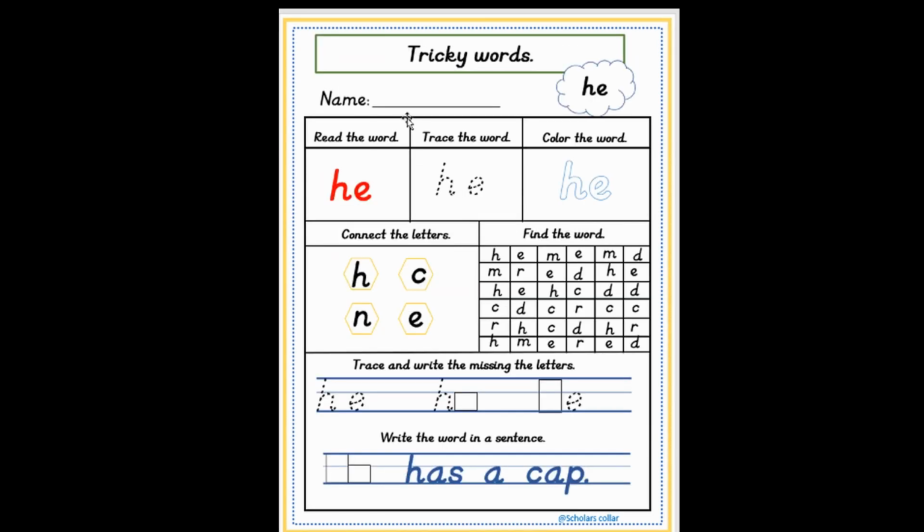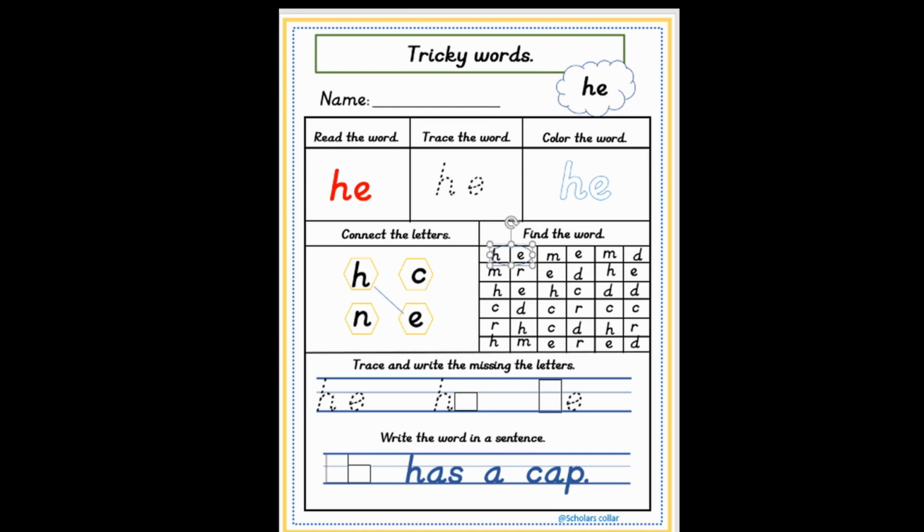Next is tricky words, where in this worksheet we have introduced he, she, and to, T-W-O. So we are going to do the first reading the word, tracing the word, and then coloring the word. And then you're just going to connect the word H and E like so. And then you're going to find the word and circle it, and all the other places where you find he, you're just going to circle that. Then you're going to trace the H-E, he, H-E, he. You're going to fill in the missing letters, H-E, he. And then you're going to fill that same word in a sentence.